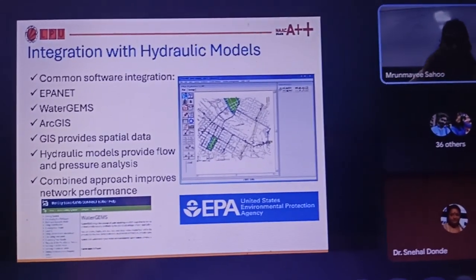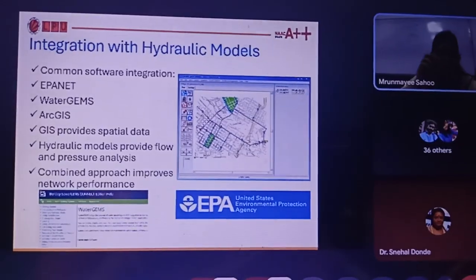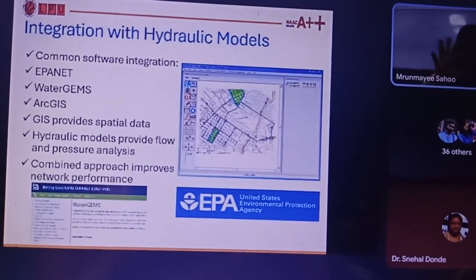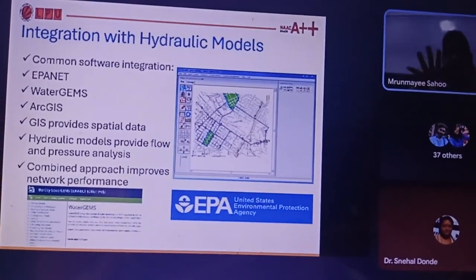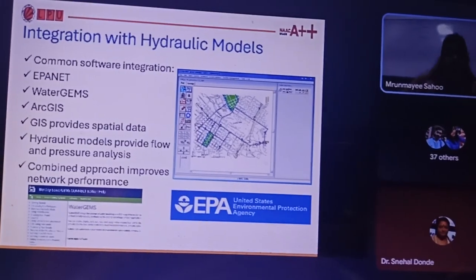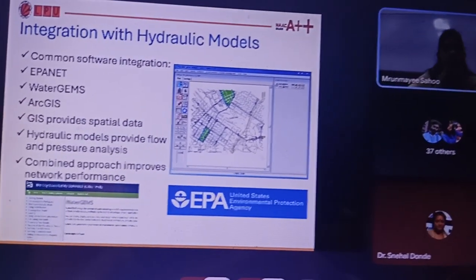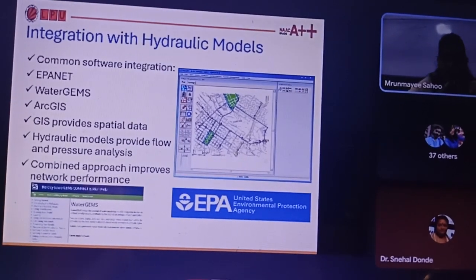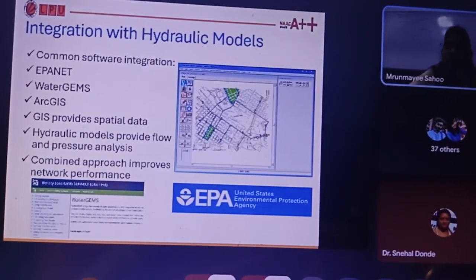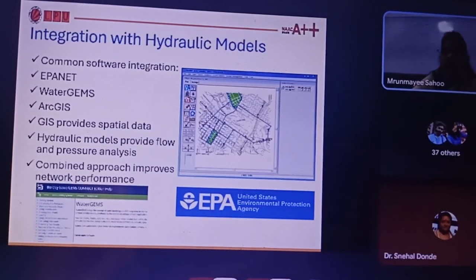Those who are new to water distribution networks, I suggest you first play with EPANET. It's a very small interface and very highly useful. It's not like you'll make an EPANET network and it cannot be implemented in the real field. It is 100% possible to implement an EPANET network in the field. And EPANET you will learn within 7 days.